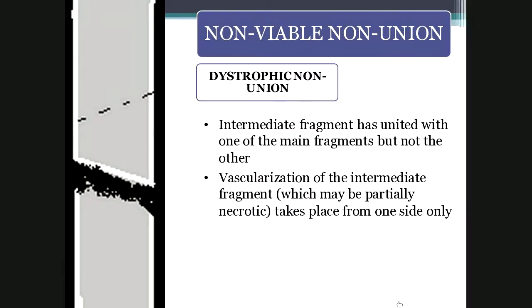So just to recap, unfortunately, these are quite uncommon, so I don't have any radiographs of these. We've mentioned dystrophic non-union, where an intermediate fragment has united with one of the main fragments, but not with the other side.